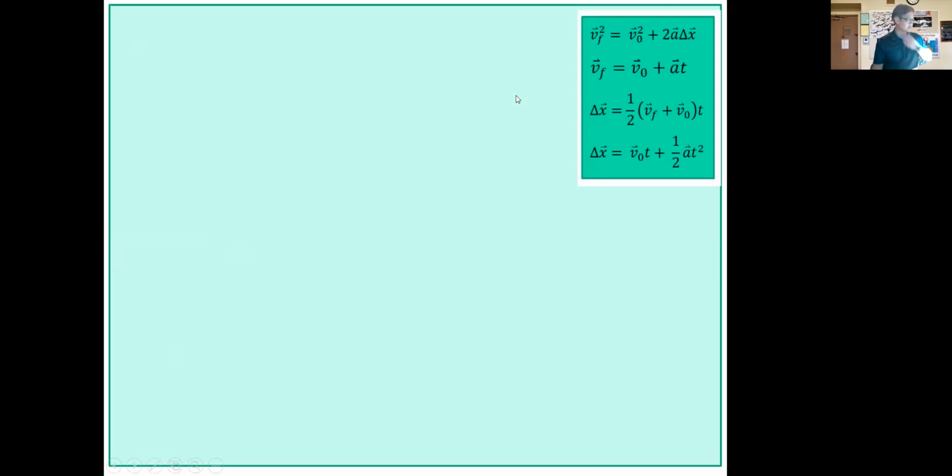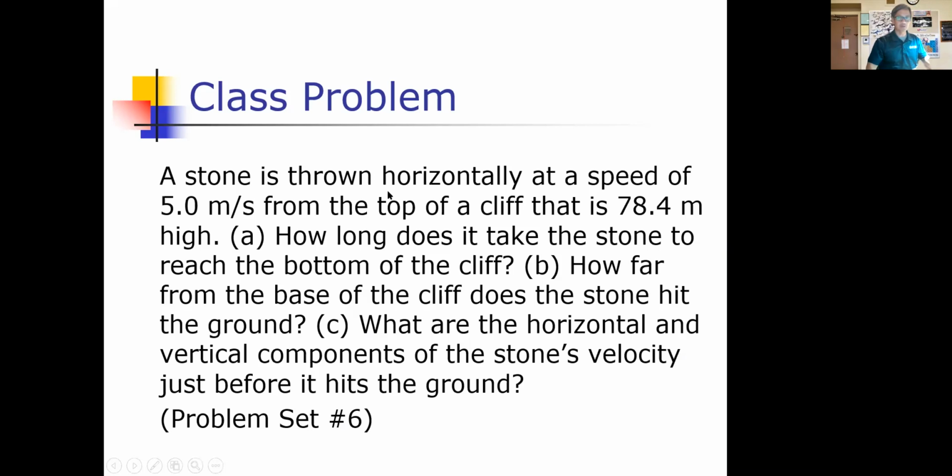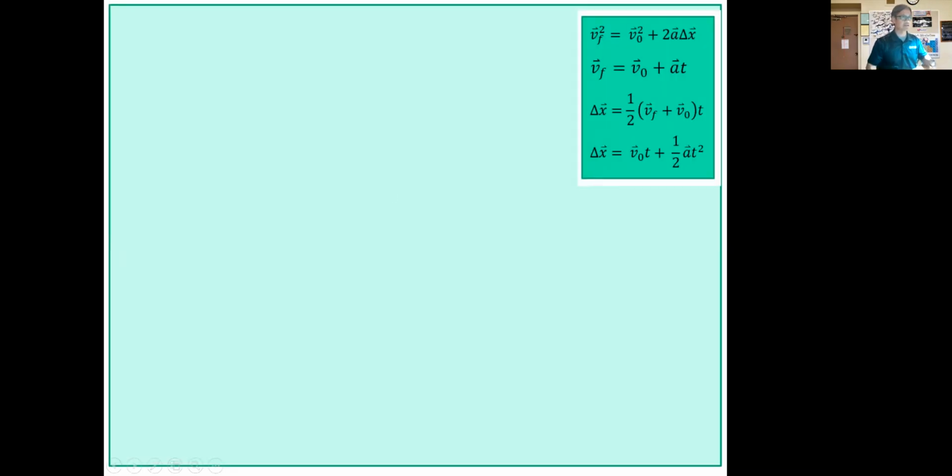Okay. So we have a stone that is thrown horizontally off a cliff that is 78.4 meters high. What I would suggest you do is again sketch this problem. I always start my sketch with the surface of the earth. Okay, there's the surface of the earth right there.